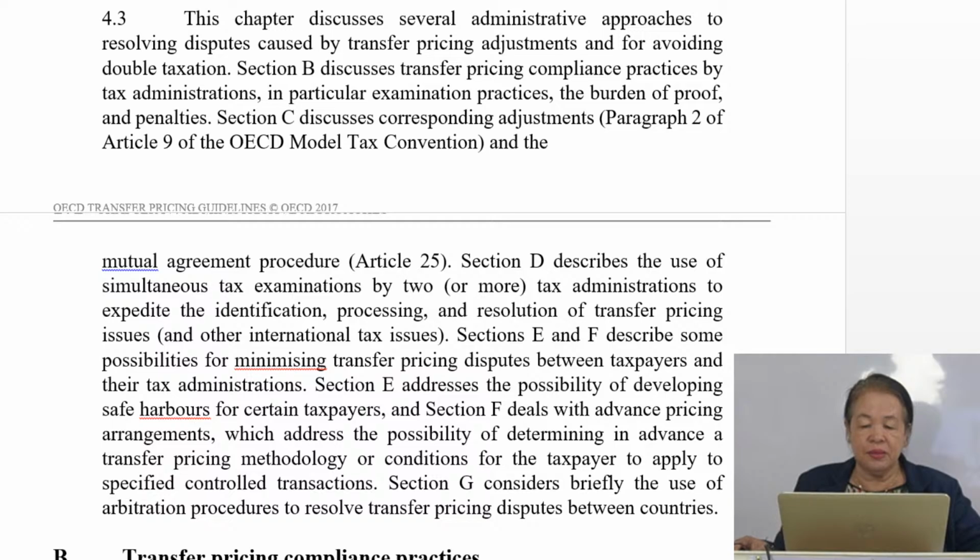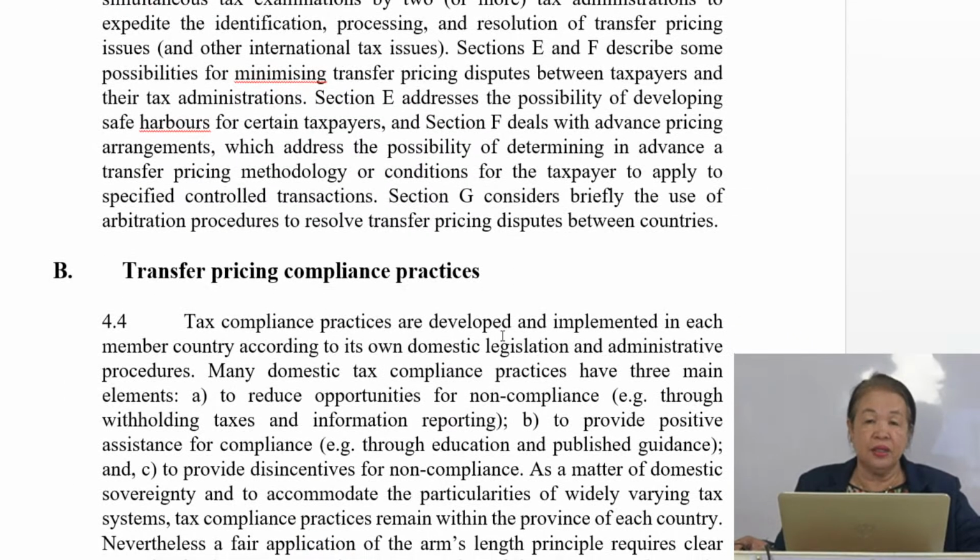Section E addresses the possibility of developing safe harbors, no, for certain taxpayers. Ano yung safe harbors? Yung hindi na sila ma-audit ng transfer pricing. And Section F deals with advanced pricing arrangement. Advanced pricing arrangement is just like asking for an advance ruling, no, that your pricing is correct, which addresses the possibility of determining in advance transfer pricing methodology or conditions for the taxpayer to apply to specified controlled transactions. Section G considers briefly the use of arbitration procedures to resolve transfer pricing disputes between countries. No? Transfer pricing compliance practices.